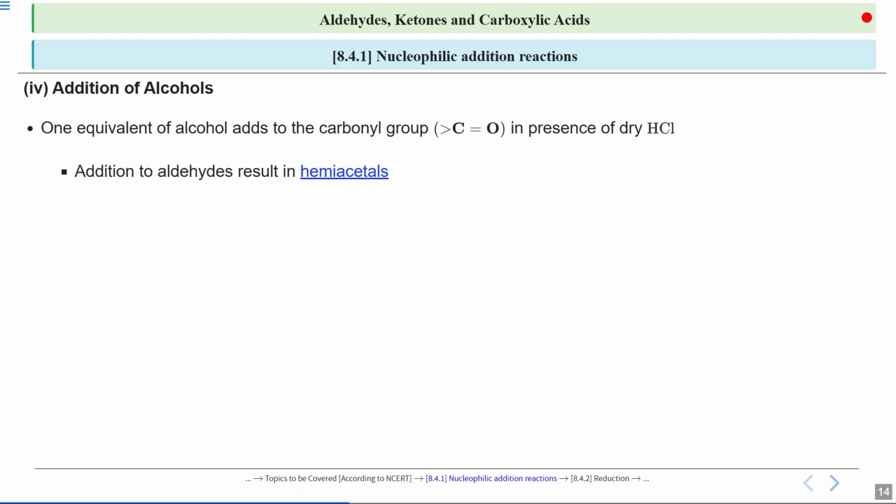Now what happens when acid protonates the oxygen of the carbonyl group? The lone pairs on the oxygen of the alcohol attack the carbonyl carbon. There is loss of H plus, which gives hemiacetals. So addition of alcohol to an aldehyde results in hemiacetals.